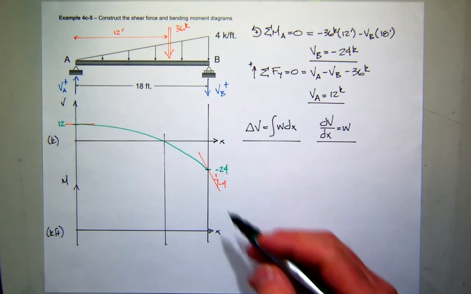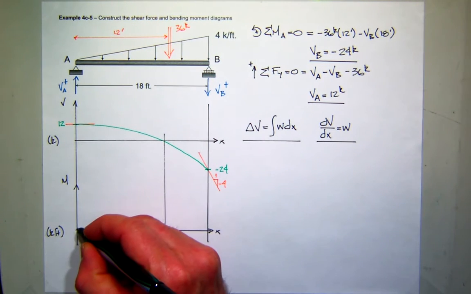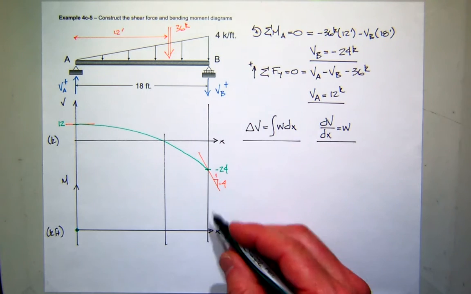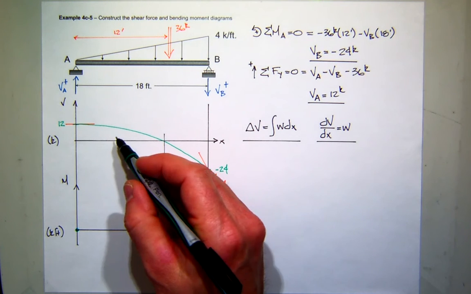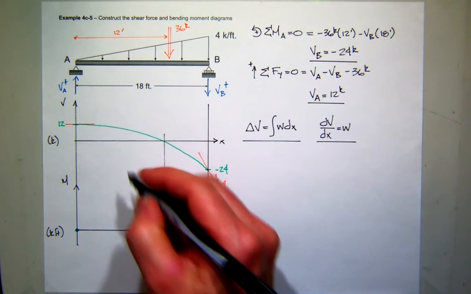Now what do I know about the moment? What's the moment at A? Should be 0. And the moment at B? Also 0. Now how am I going to find this value? Let's call it x1.